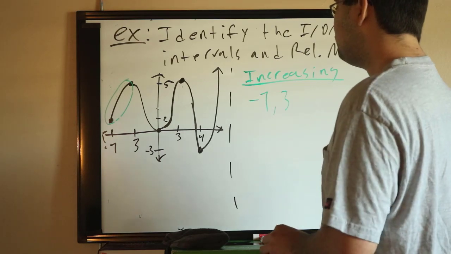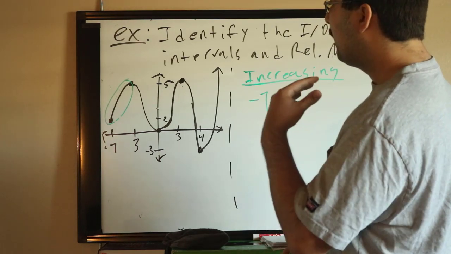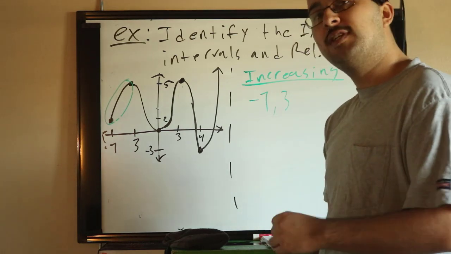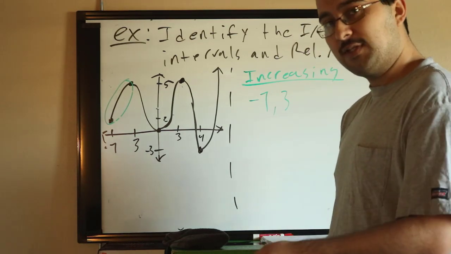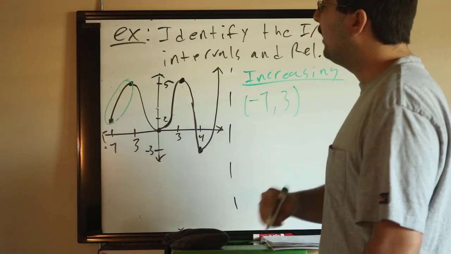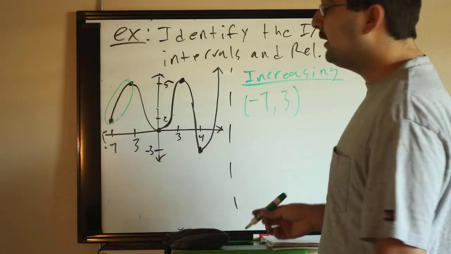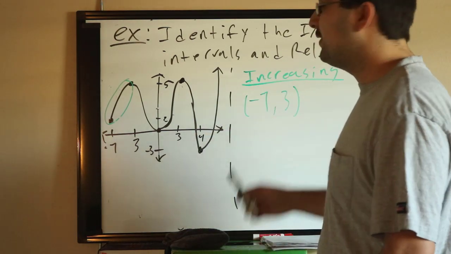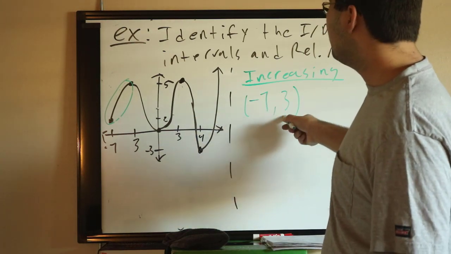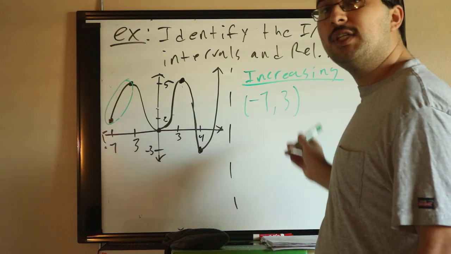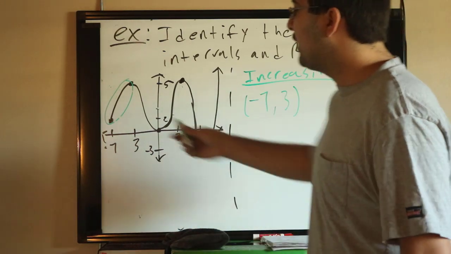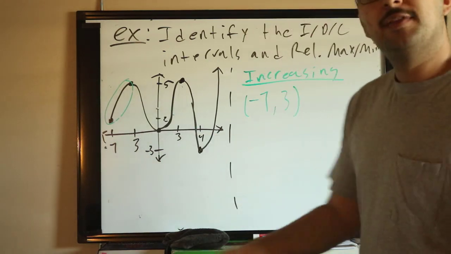Now, for me, actually, I will be happy if you use either parentheses or brackets as long as you stay consistent. And what I mean by that is, for me, I would write parentheses here. Alright, why is that? Well, I'm basically making the claim that by using these parentheses, I am saying that we do not increase at -7 and we do not increase at 3, but we are increasing at all values between those.